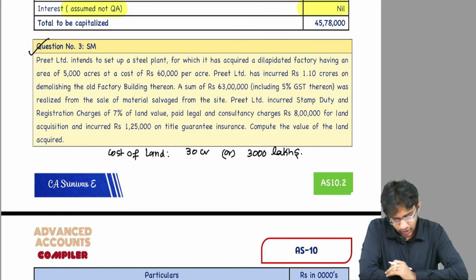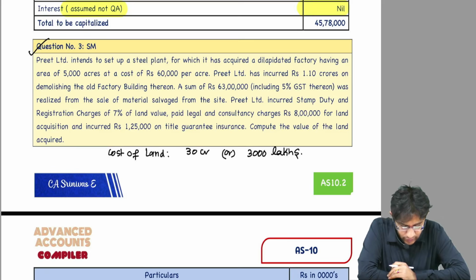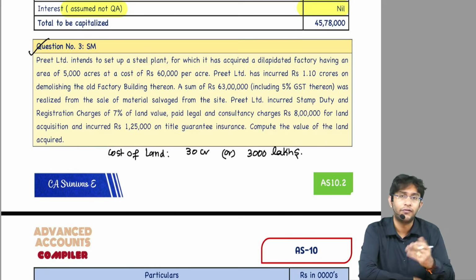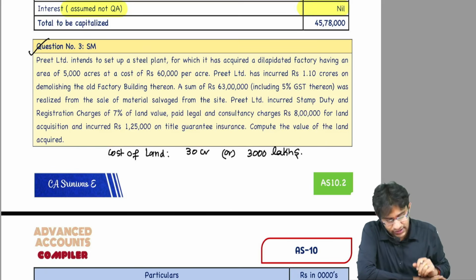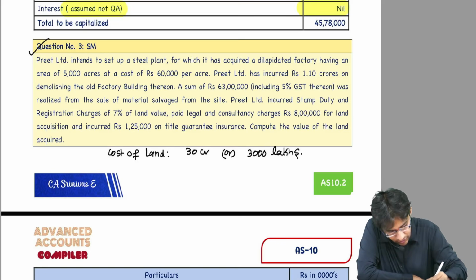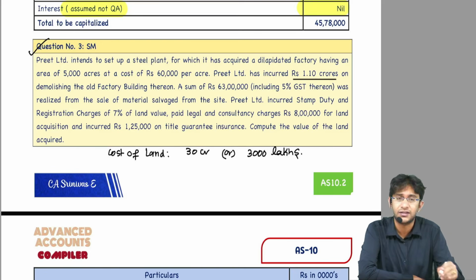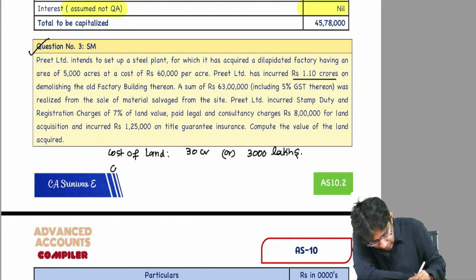Then a sum of rupees 63 lakhs was realized from the sale of material salvaged from the site. One existing building you have demolished. Preet Limited has incurred 1.1 crore on demolishing the factory building thereon. Existing factory you demolished. So this only we call it a site preparation cost.